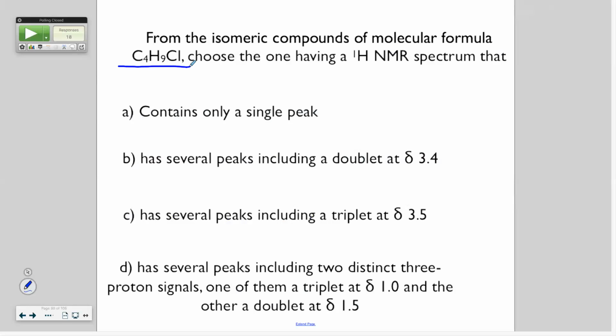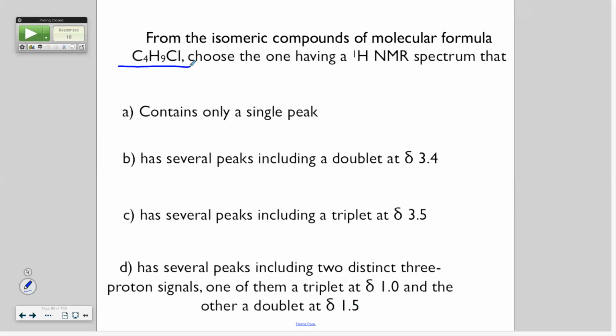Cl can only have how many bonds? One. So it can't be off a carbon that's in the middle. No, just draw me a structure, and then we'll figure out if it fits. Just put it on the end. Okay, 1, 2, 3.